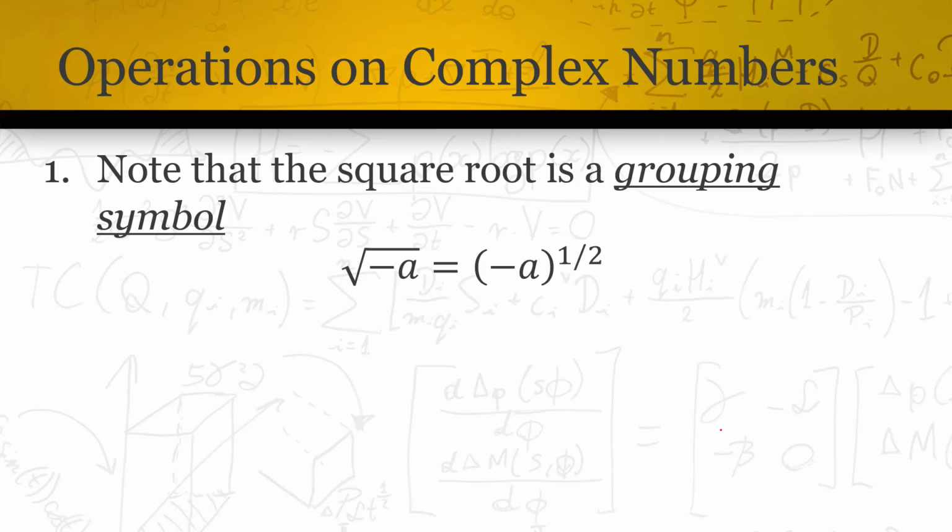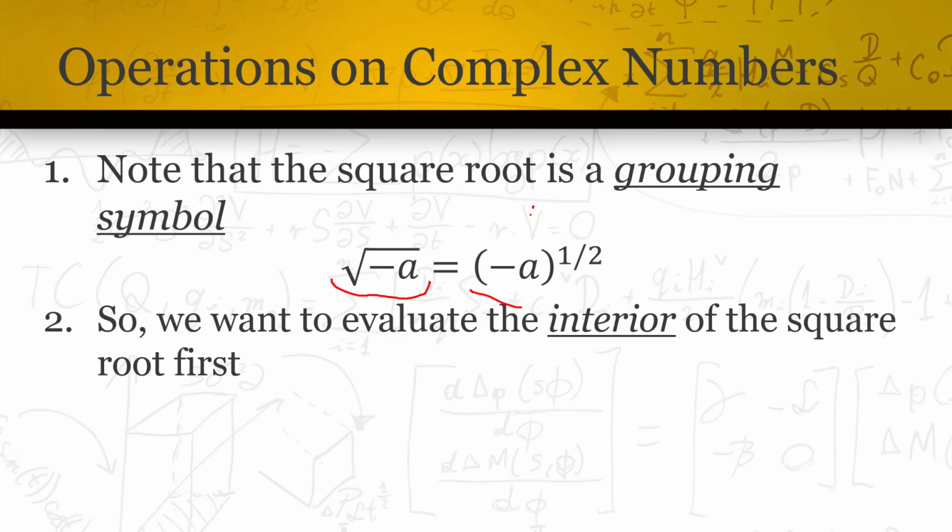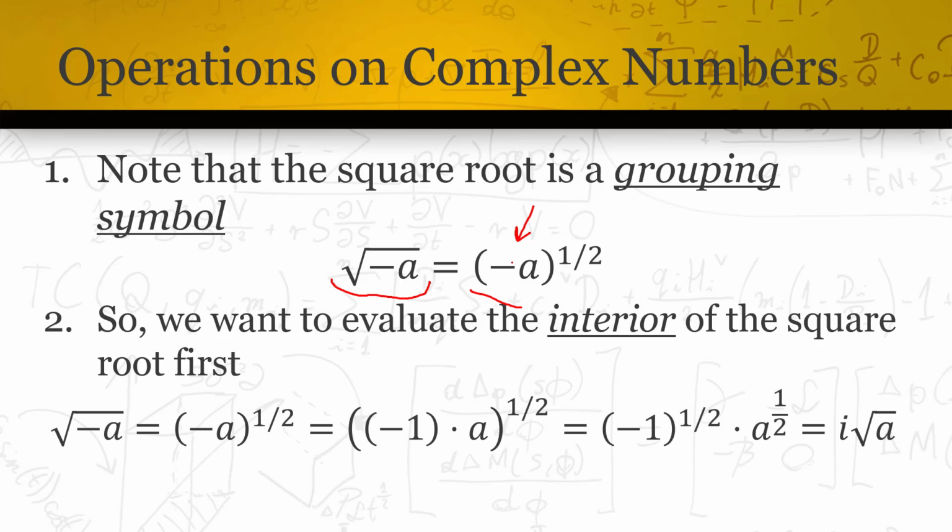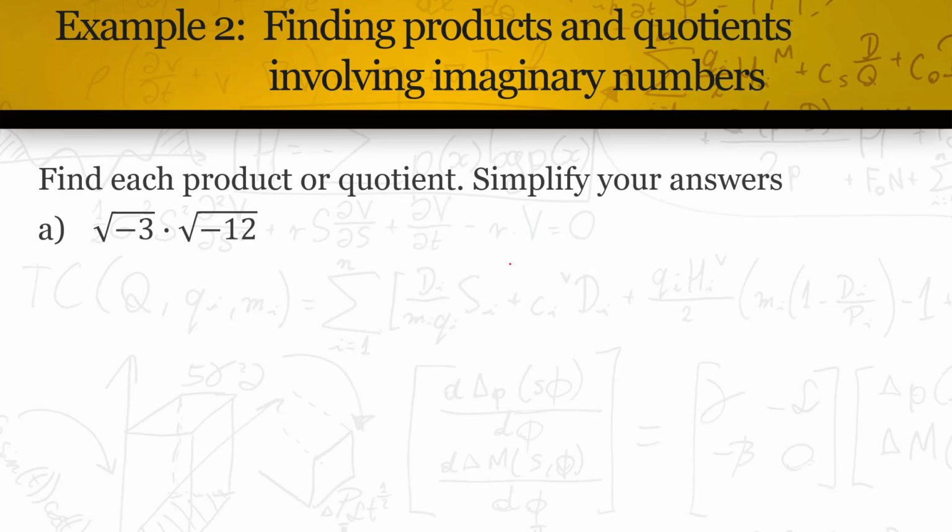Okay, one of the things which is important to point out is to understand that the square root symbol is actually a grouping symbol. This radical is nothing more than a different way to write a raised to the 1/2 power. As a consequence, you need to evaluate what's inside here first before you evaluate the entire thing. Let's use this as an example.